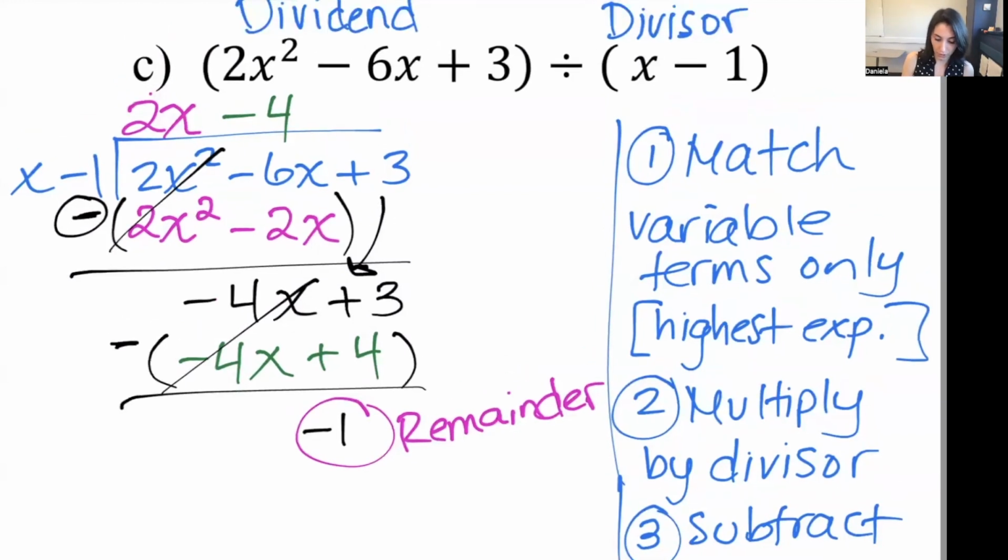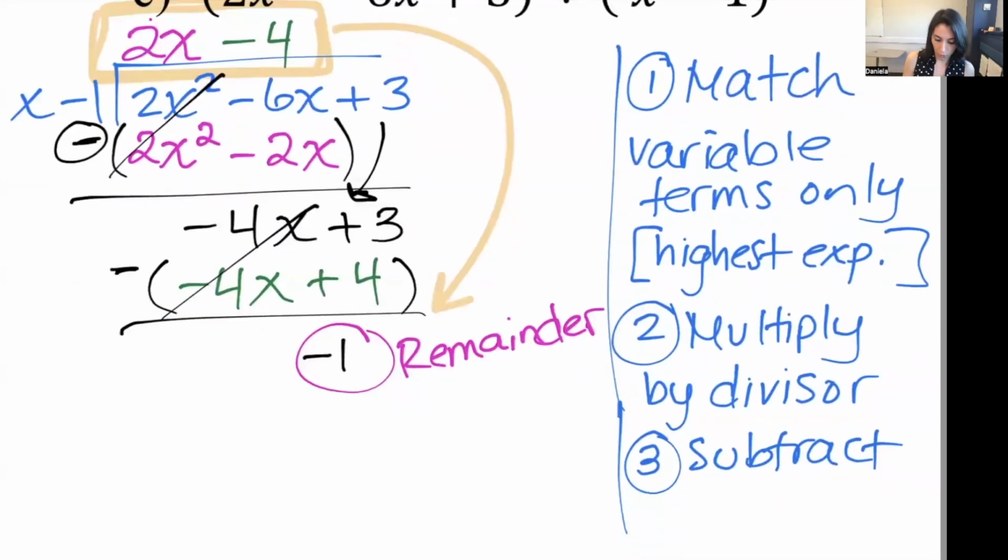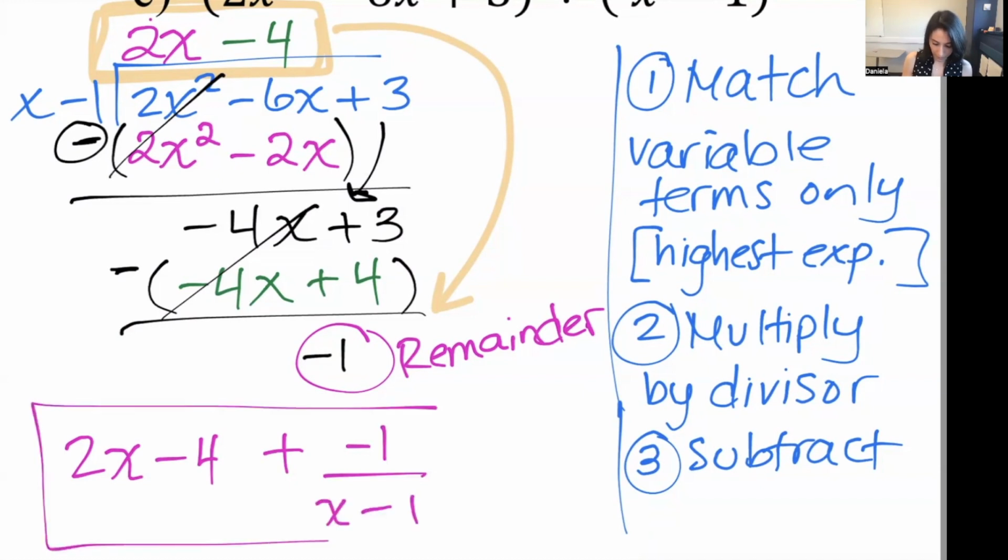So the final answer is going to be, let's see if I can make it in, I don't know, orange. All right, so the final answer is going to be 2x minus 4, but then you're going to add it with the remainder, but here's the catch, you have to put the remainder over the divisor. What do I mean by that? Right, so our final answer is going to be 2x minus 4 plus the remainder, as I said, and you're going to put that remainder over the divisor. Remember, the divisor was x minus 1.